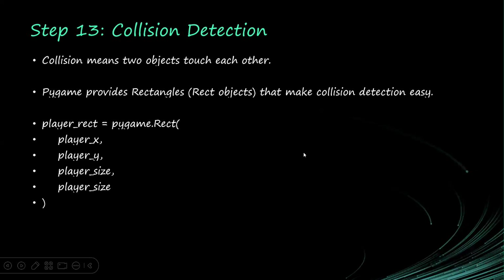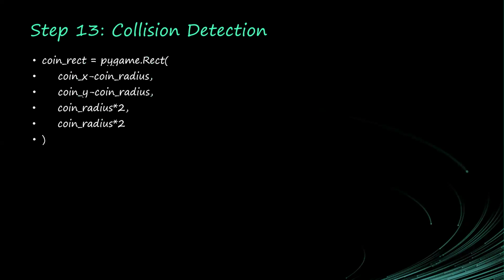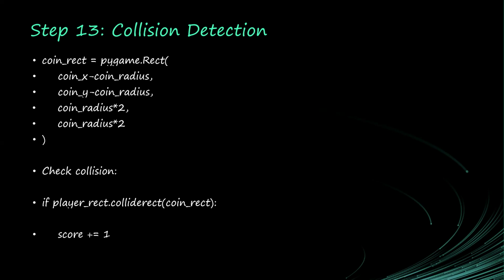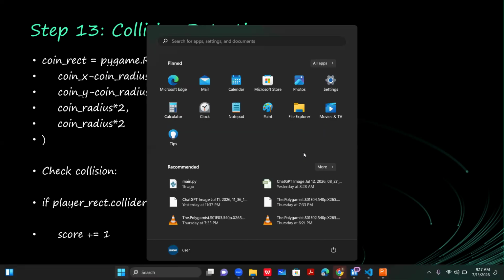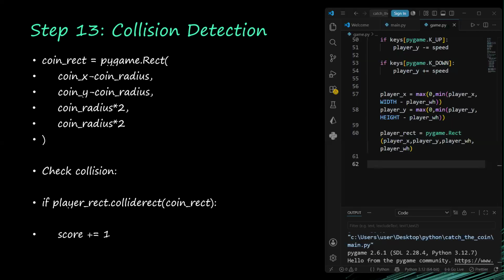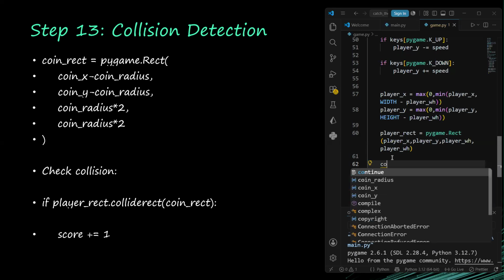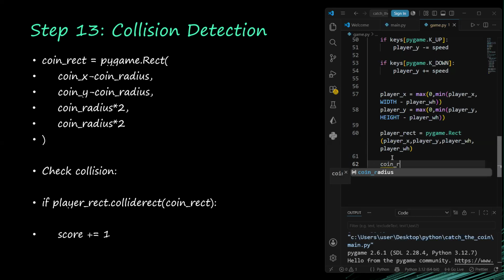Now let us go and create the coin rectangle. So we are creating the player rectangle and we are creating the coin rectangle. Whenever two of them collide, we will know. This is how we check for collision. So let's create our coin rect object.